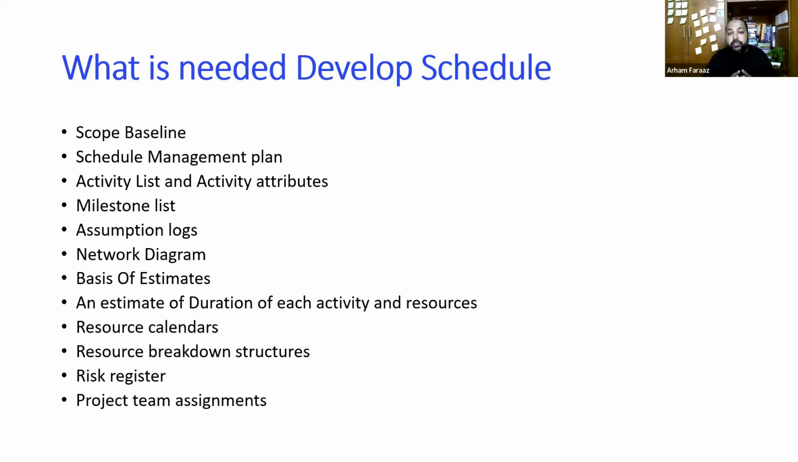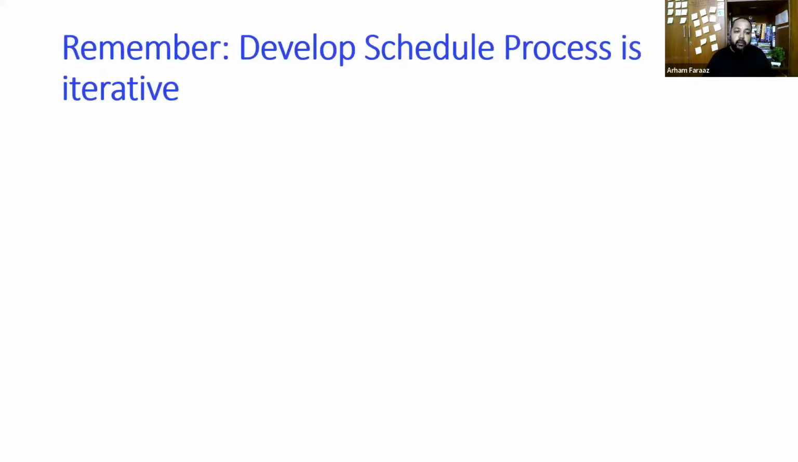So these are the inputs needed to develop the schedule. Okay. Remember this, the important part is the network diagram, the scope baseline, activity list, right? Resource calendars, all these things are very important.